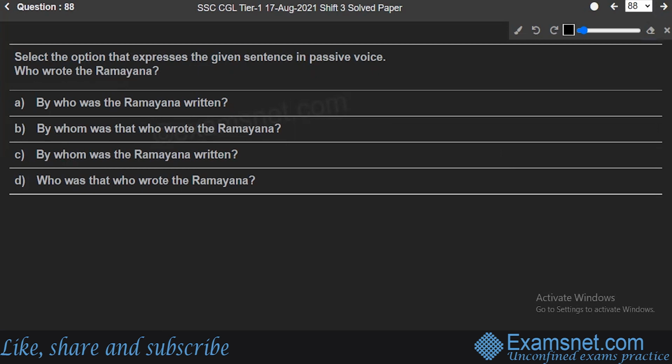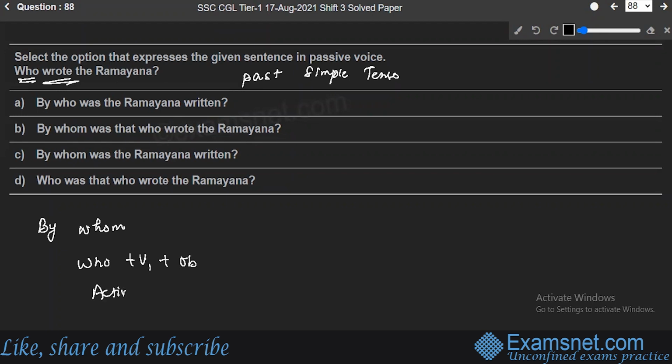Let's start with all the rules. First of all, this given sentence is in simple past tense. It is, who wrote Ramayana. The sentence containing who, in the passive, will start with by whom. The following structure is followed. Who plus first form of verb plus object. This is in the active voice. This will be changed into by whom plus helping verb plus object plus third form of verb in the passive voice.